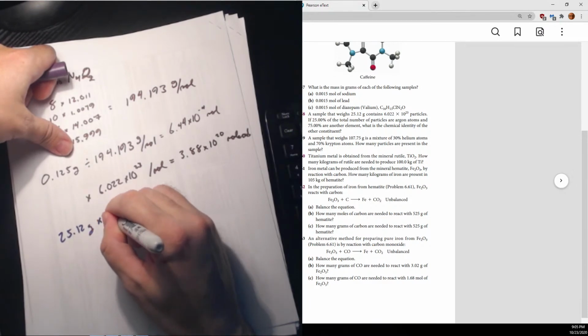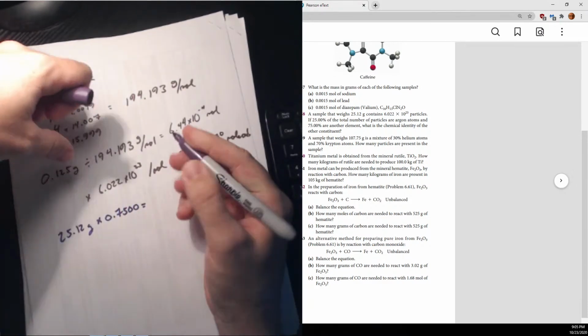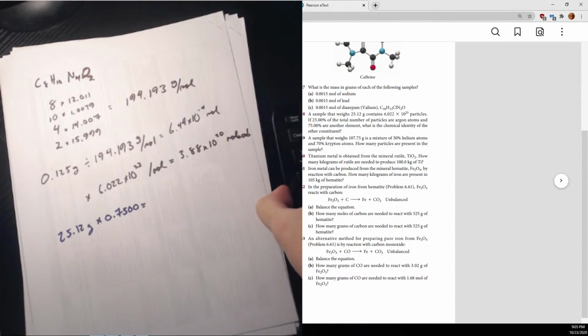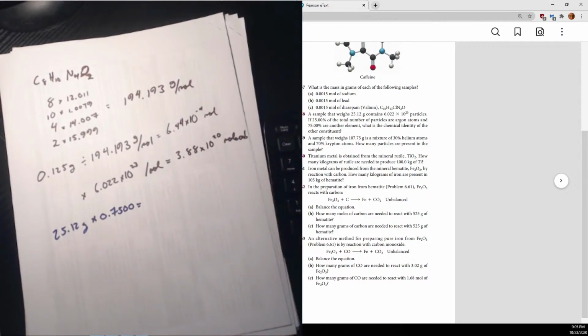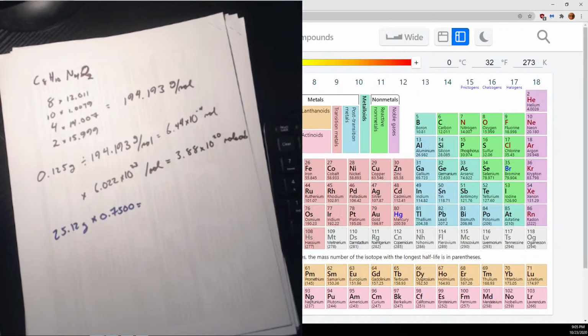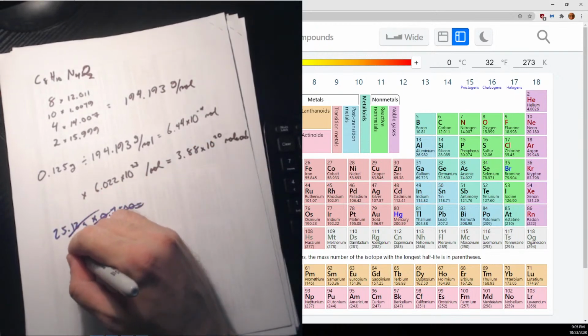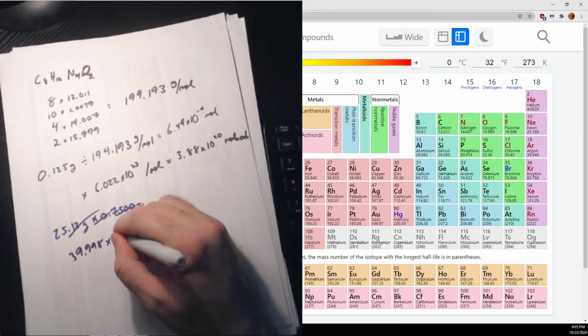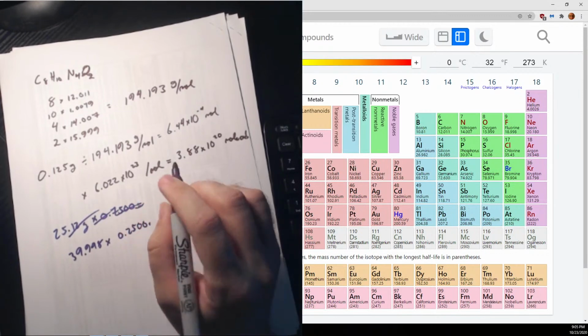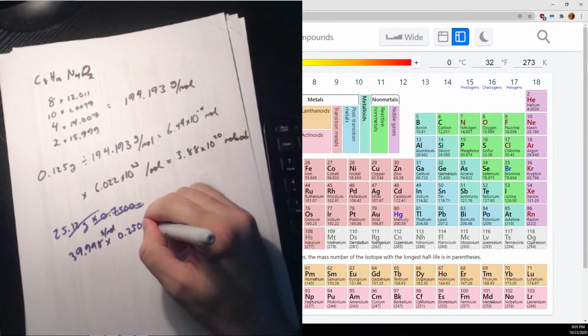So 75% are the other particle. So that's a 1/4 mole of argon. Okay, argon is 39.948. So let's make sure I'm doing this right. 39.948 times 0.2500 moles, grams per mole.